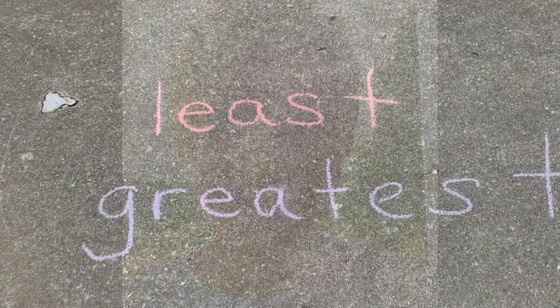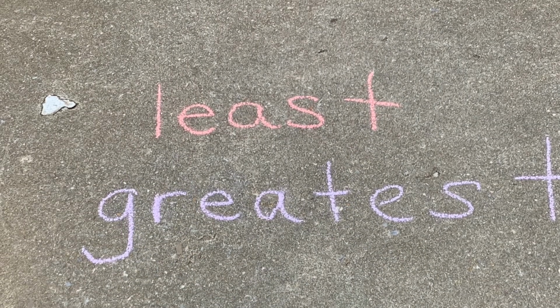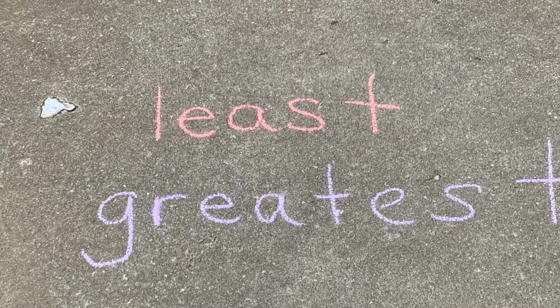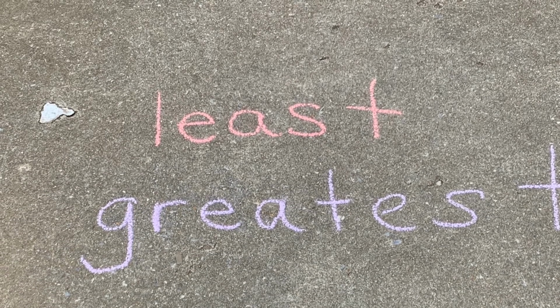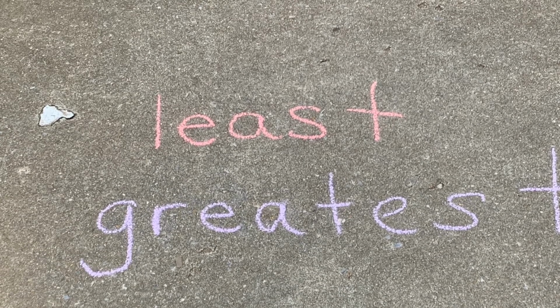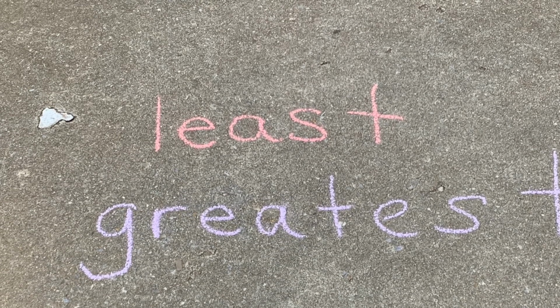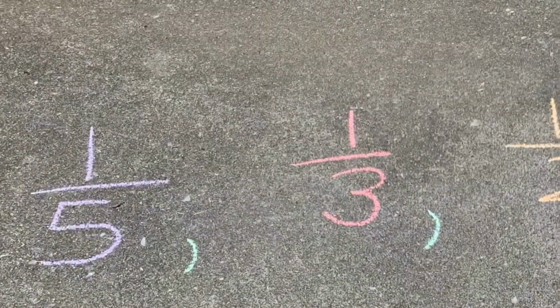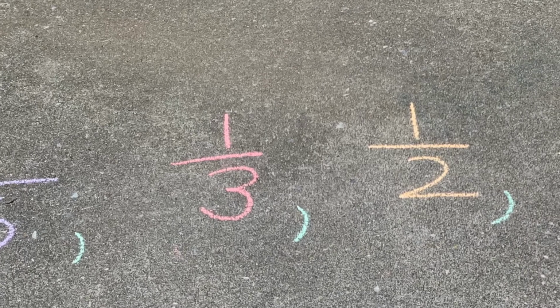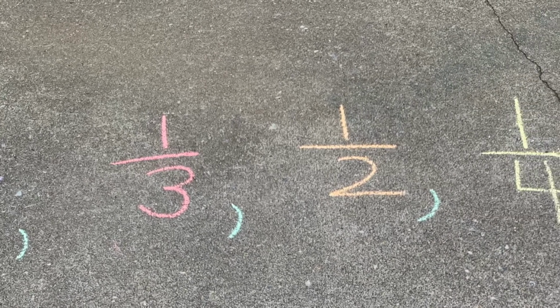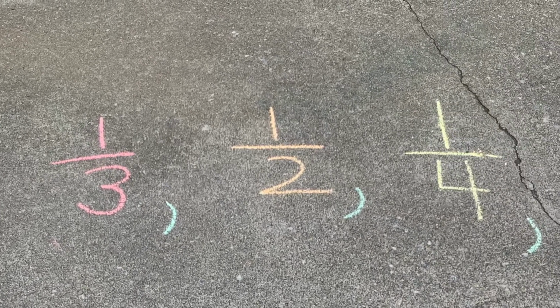So today we're going to talk about ordering fractions and putting fractions in order from least to greatest. So let's get started. The vocabulary words we're going to need to know for this lesson are least and greatest. Least means smallest and greatest means biggest. So what we want to do is put our fractions in order from least, the smallest, to greatest, the biggest. So the fractions we want to do this with are 1/5, 1/3, 1/2, 1/4, and 1/6.